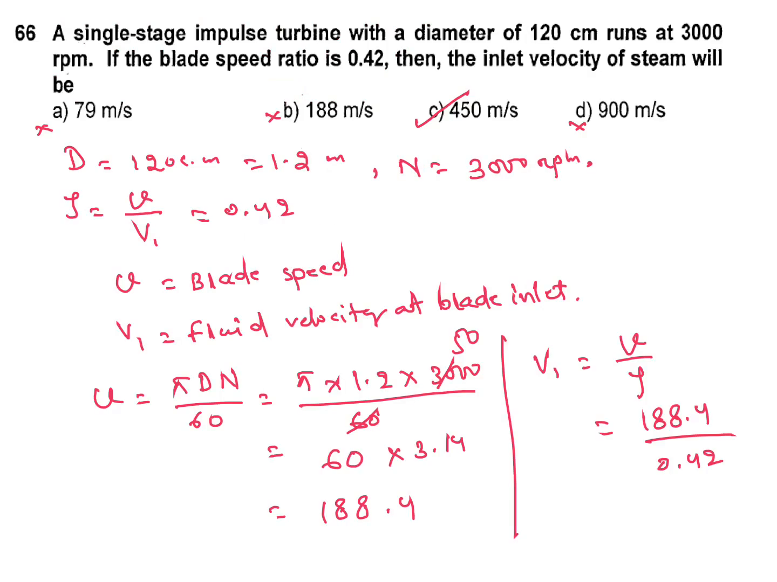One more technique I will tell you here. Here blade speed ratio rho is less than 1 and V1 is always greater than u. So from here we got u is 188.4, so V1 should be greater than 188.4. So A is also not possible, B also not possible. By this we can omit A and B. Then we have to calculate for C and D. From here C is our answer.